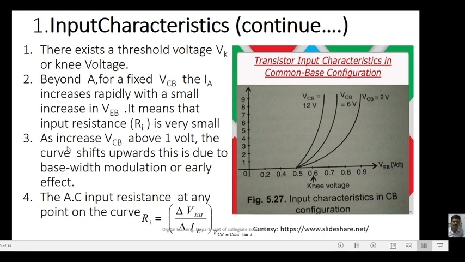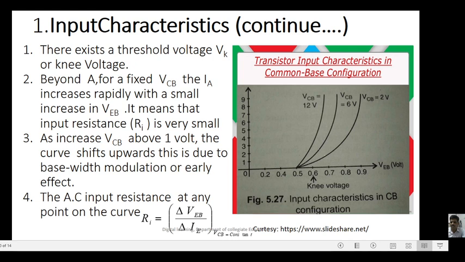As VCB is increased, VCB meaning voltage across collector and base, above 1 volt, the curve shifts upwards. This is due to base width modulation or early effect.